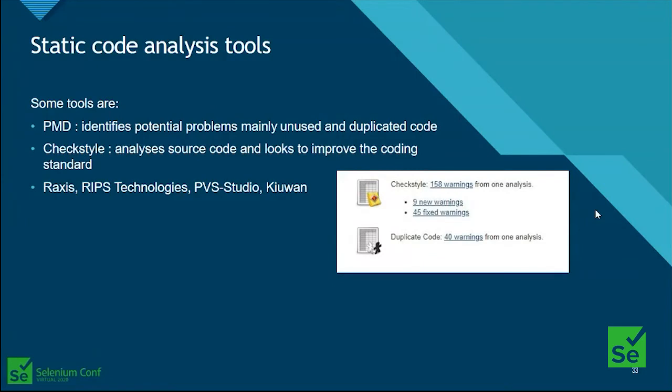Some other static code analysis tools that you can use based on your requirement are Rexis, Rips Technologies, PVS Studio, and Qube. Static code analysis tools help in failing fast by converting your insecure code into code which is good to use.